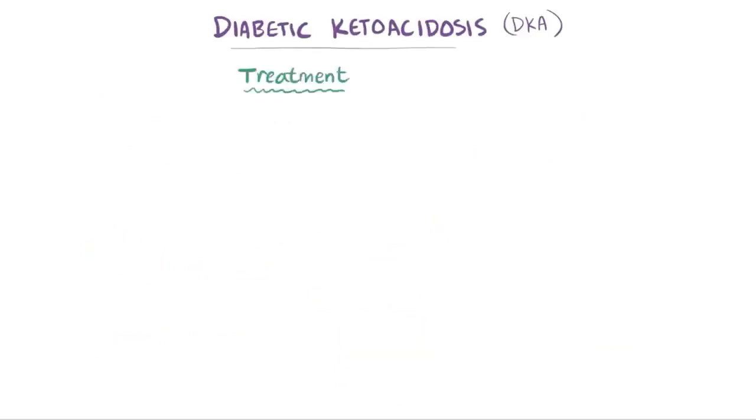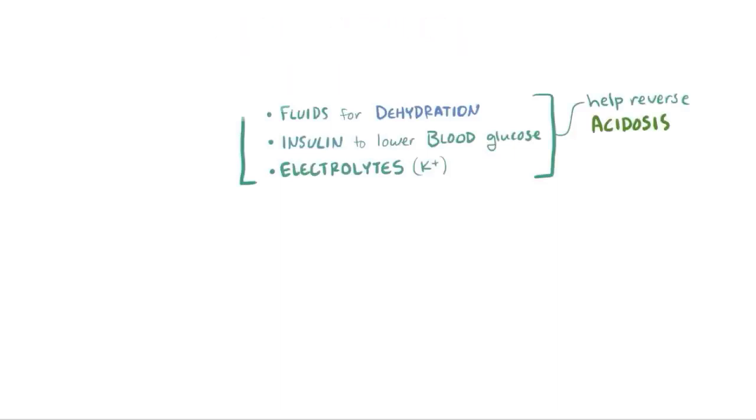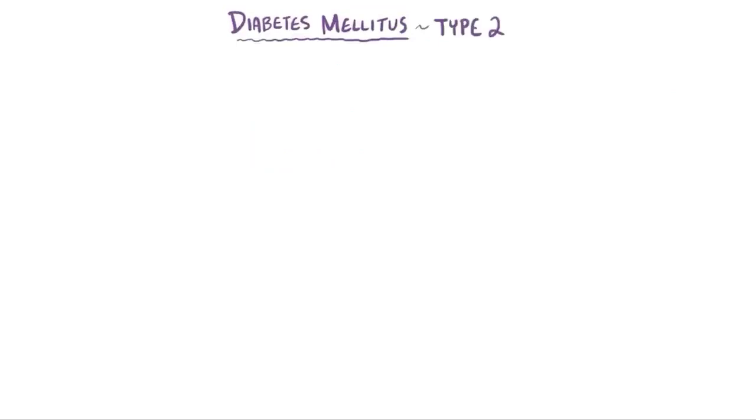Treatment of a DKA episode involves giving plenty of fluids, which helps with dehydration, insulin, which helps lower blood glucose levels, and replacement of electrolytes, like potassium, all of which help to reverse the acidosis. Now let's switch gears and talk about type 2 diabetes, which is where the body makes insulin, but the tissues don't respond as well to it.